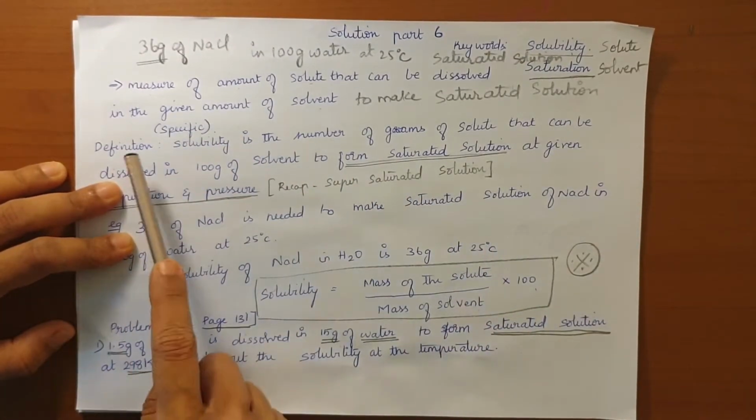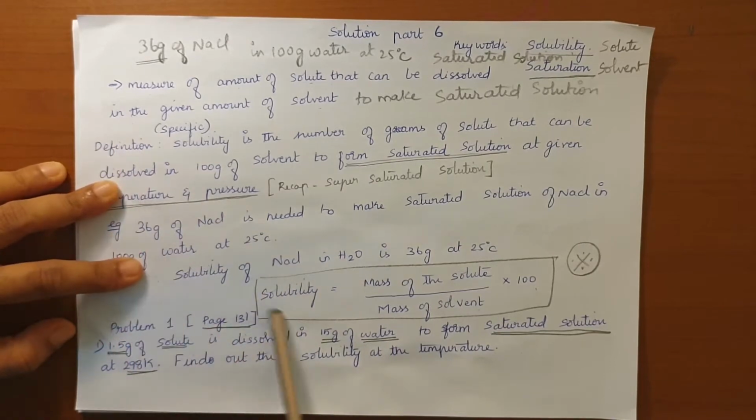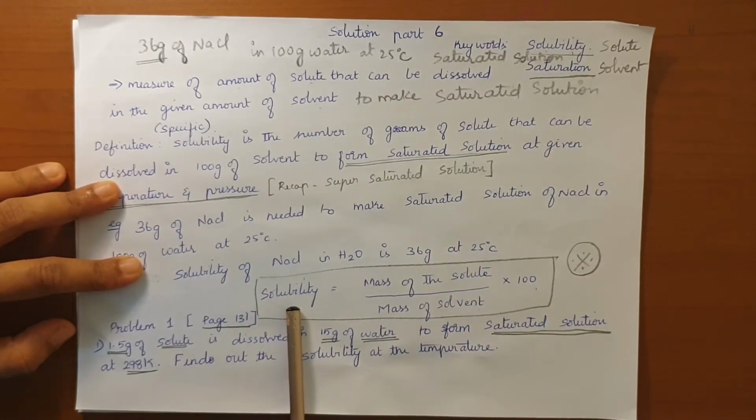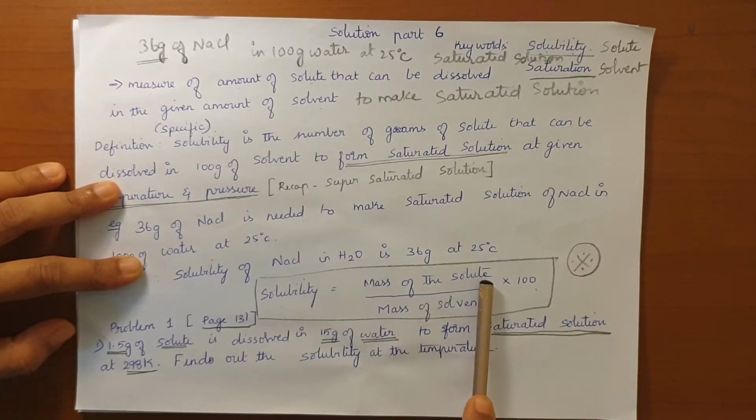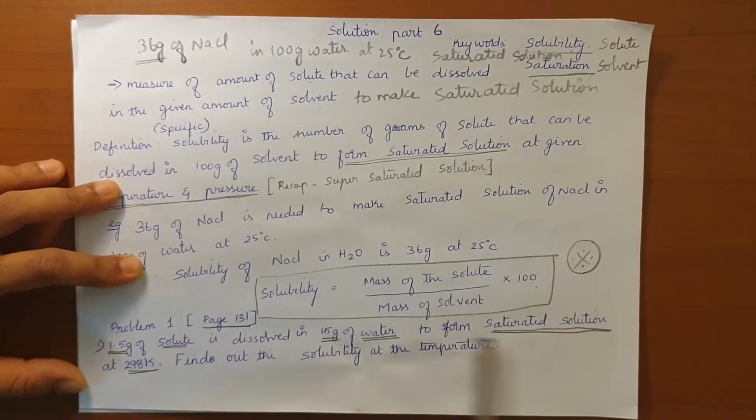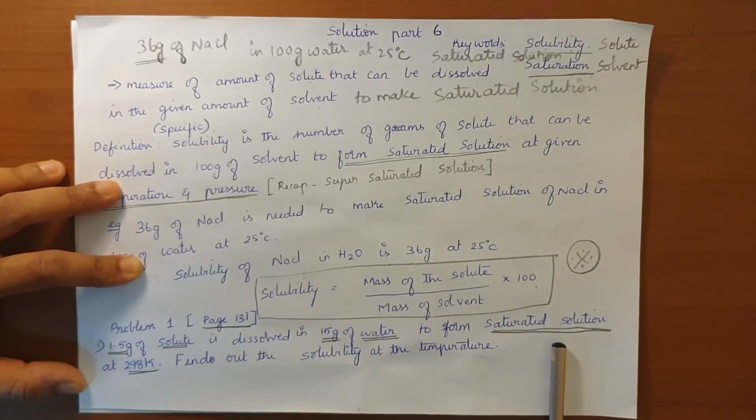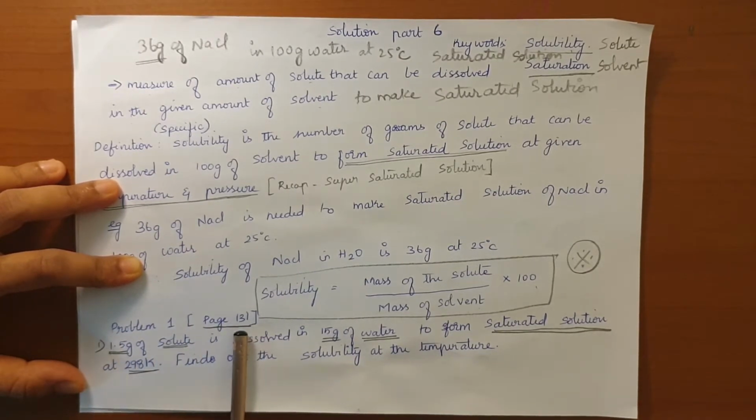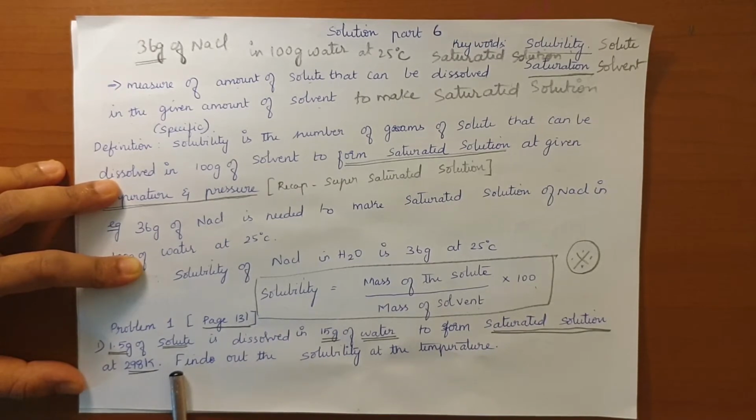Now, as per the definition, we derived the formula for solubility. Solubility of any substance will be mass of the solute by mass of solvent multiplied by 100. Based on that we are going to solve a few problems in this video. The problem 1 given in page number 131 of your textbook, I am going to explain now.